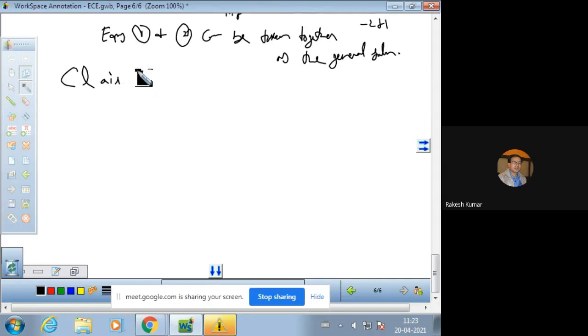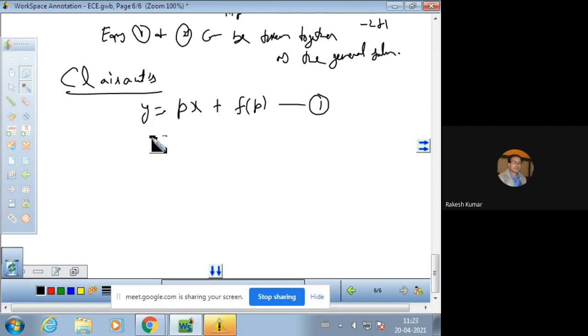Clairaut's equation is a standard equation. So any equation of the form y is equal to px plus f of p is known as Clairaut's equation. It is important for a small question, the definition of a Clairaut equation. Now you need to find the solution of this differential equation.